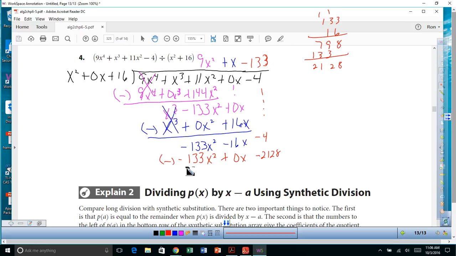And again, we're going to subtract those. These cancel out. Negative 16 minus 0 is just negative 16x. Negative 4 minus negative 2128, that's going to be plus 2124. So we got negative 16x plus 2124. Now we need to write it out and do our check.